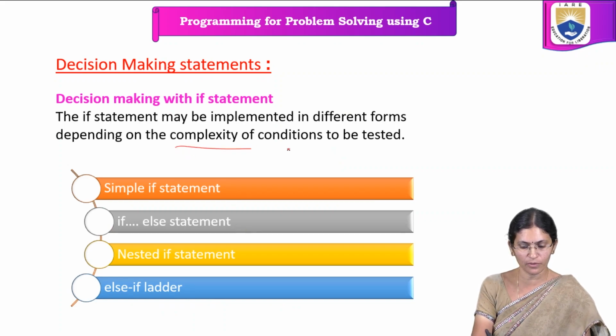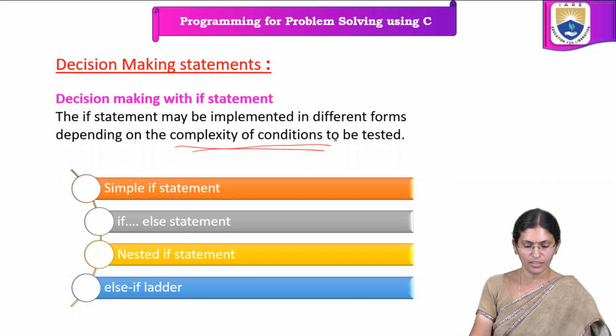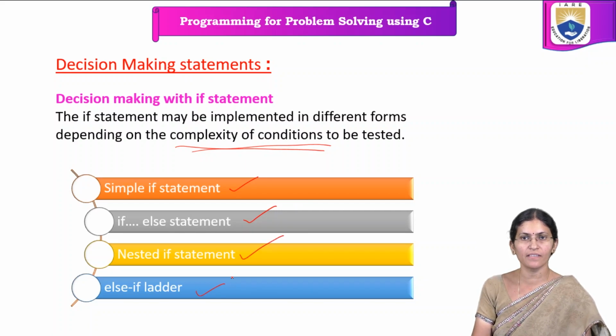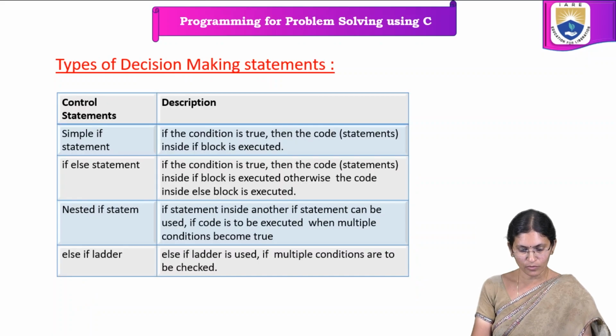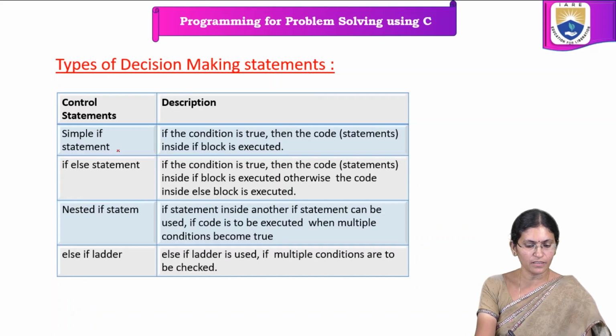These are the different forms of if statements which are available depending upon the complexity of the conditions to be tested. First one is the simple if statement. Next one is the if else statement, then the nested if statement. Then the last one is the else if ladder statement. In the last video lecture, we covered the simple if statement and the if else statement. In this video lecture, we will cover nested if statements and else if ladder statements.